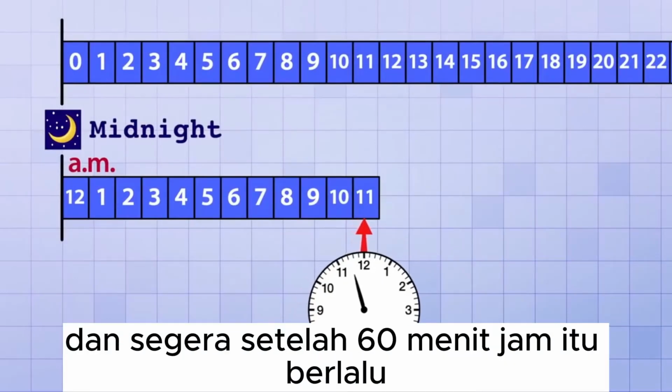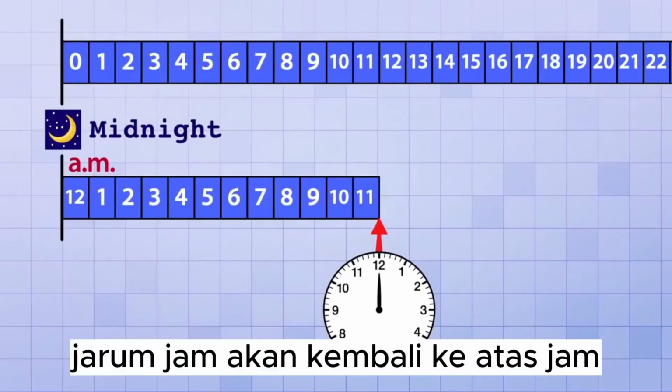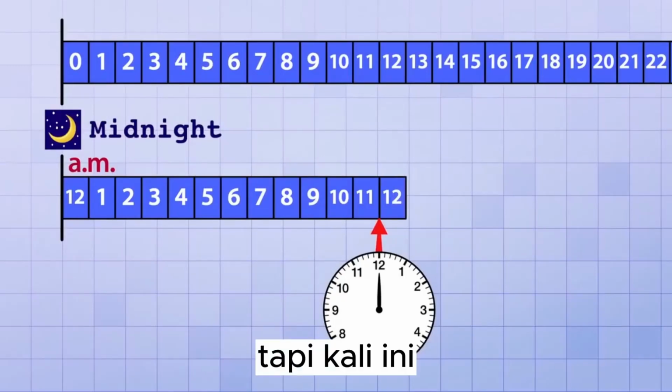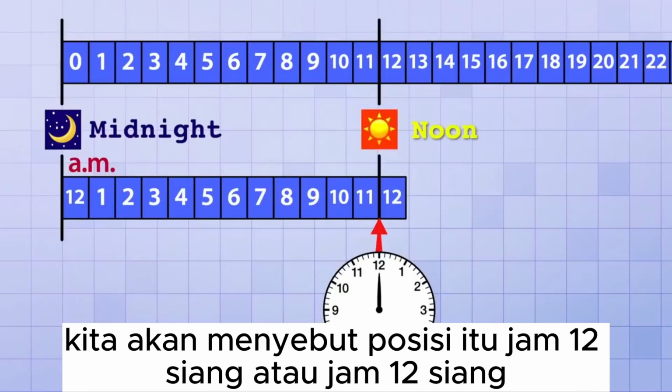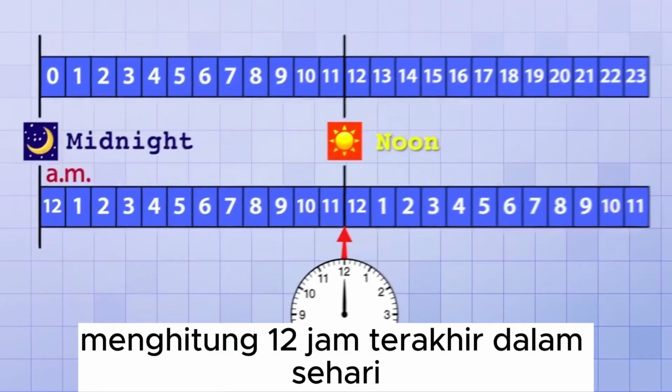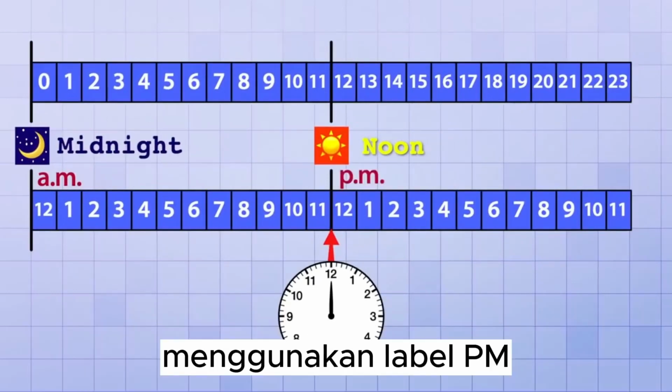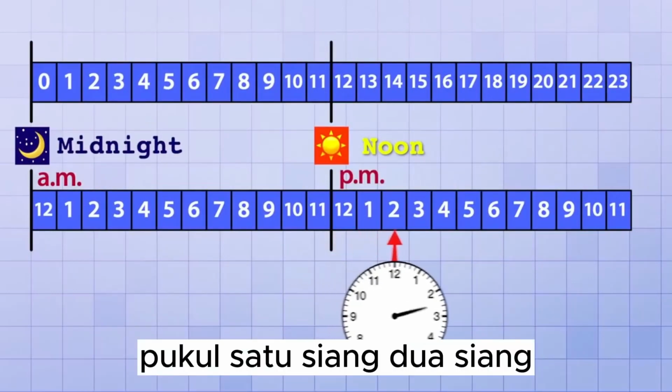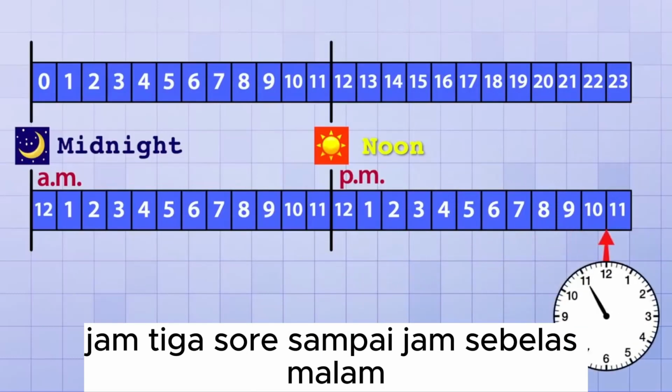And as soon as the 60 minutes of that hour pass by, the hour hand will be back up at the top of the clock, pointing at 12 again. But this time, we're going to call that position 12 noon or 12 p.m. Then, the clock continues on counting out the last 12 hours of the day using the PM label. 1 p.m., 2 p.m., 3 p.m., on up to 11 p.m.